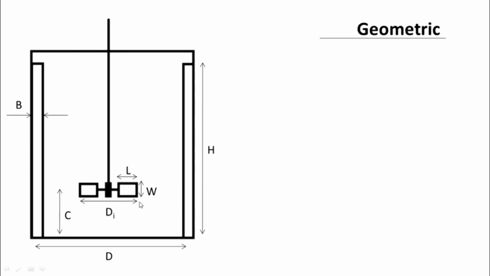Di is the diameter from the tip of one impeller to the tip of a diametrically opposite impeller. W is the width of the impeller, L is the length of the impeller blade. C is the distance from the bottom of the tank to the middle of the impeller, if only one set is used. We will just take this as an example. D is the diameter of the vessel, H is the height of the liquid in the vessel, and B is what is called a baffle. Typically there are about 4 or 6 baffles.